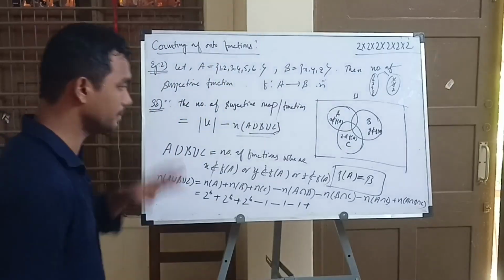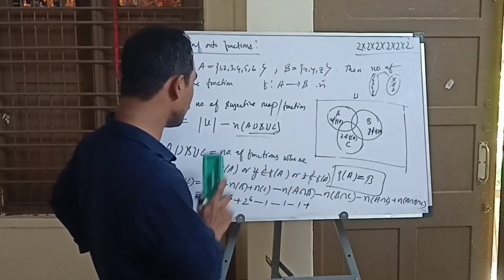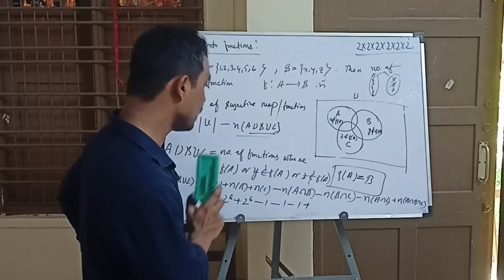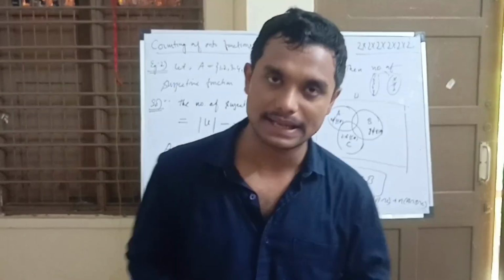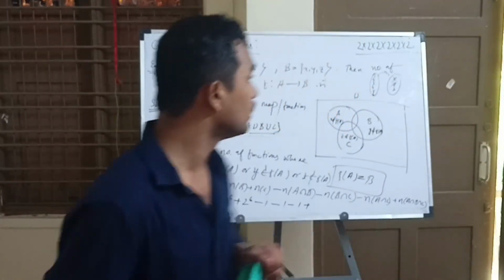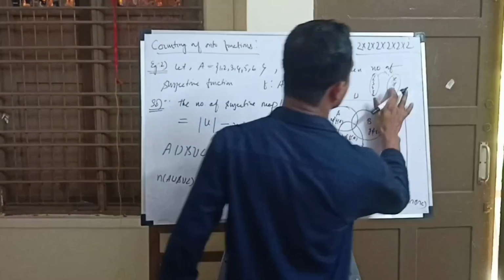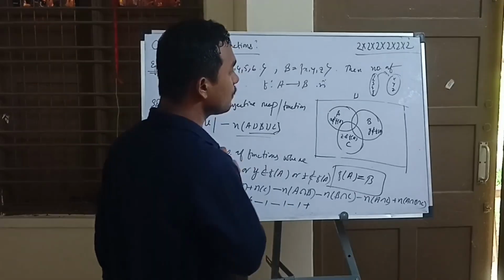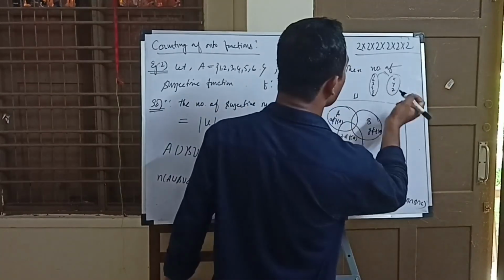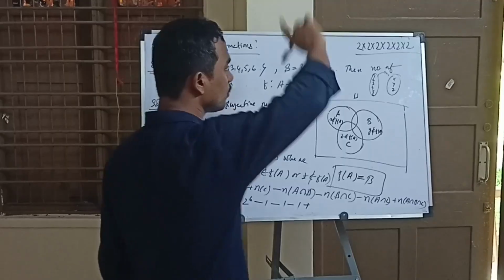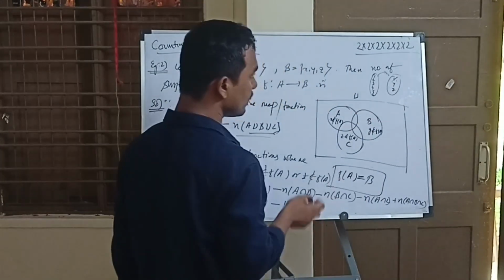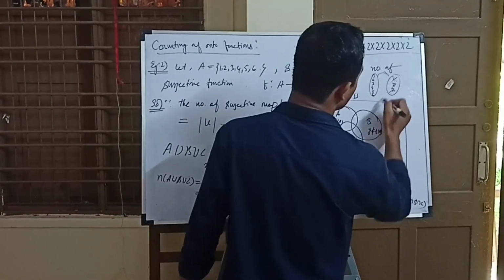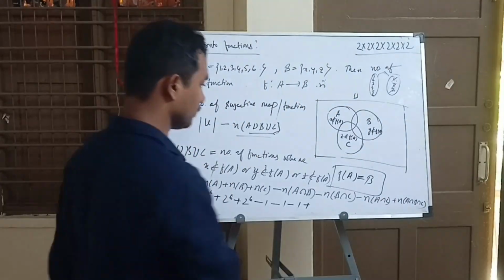A intersection B intersection C is the number of functions where x does not belong to f of A, y does not belong to f of A, and z does not belong to f of A. Is this possible? Let's see here: x, y, z. If a function, the image of any element of A is not x, not y, and not z. Is this possible? No. Correct?